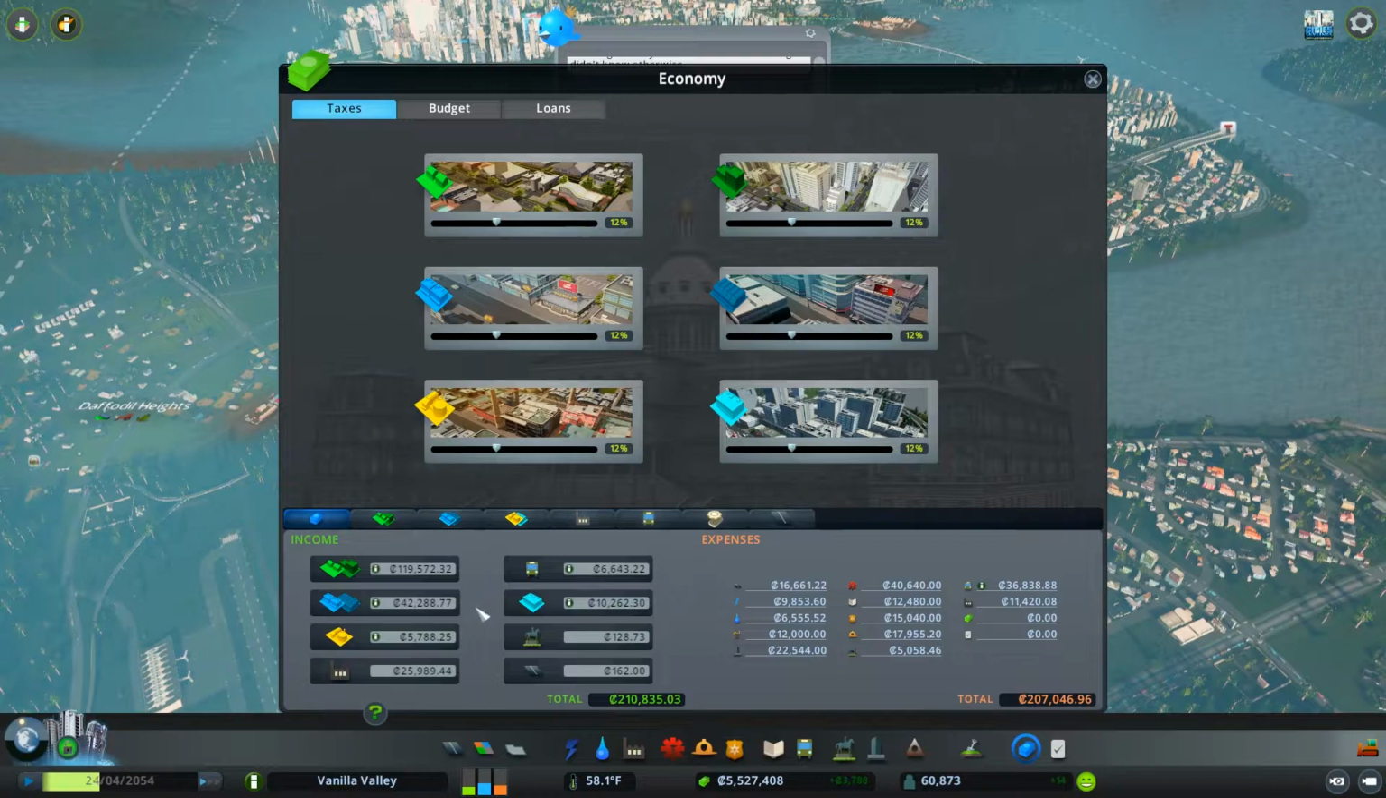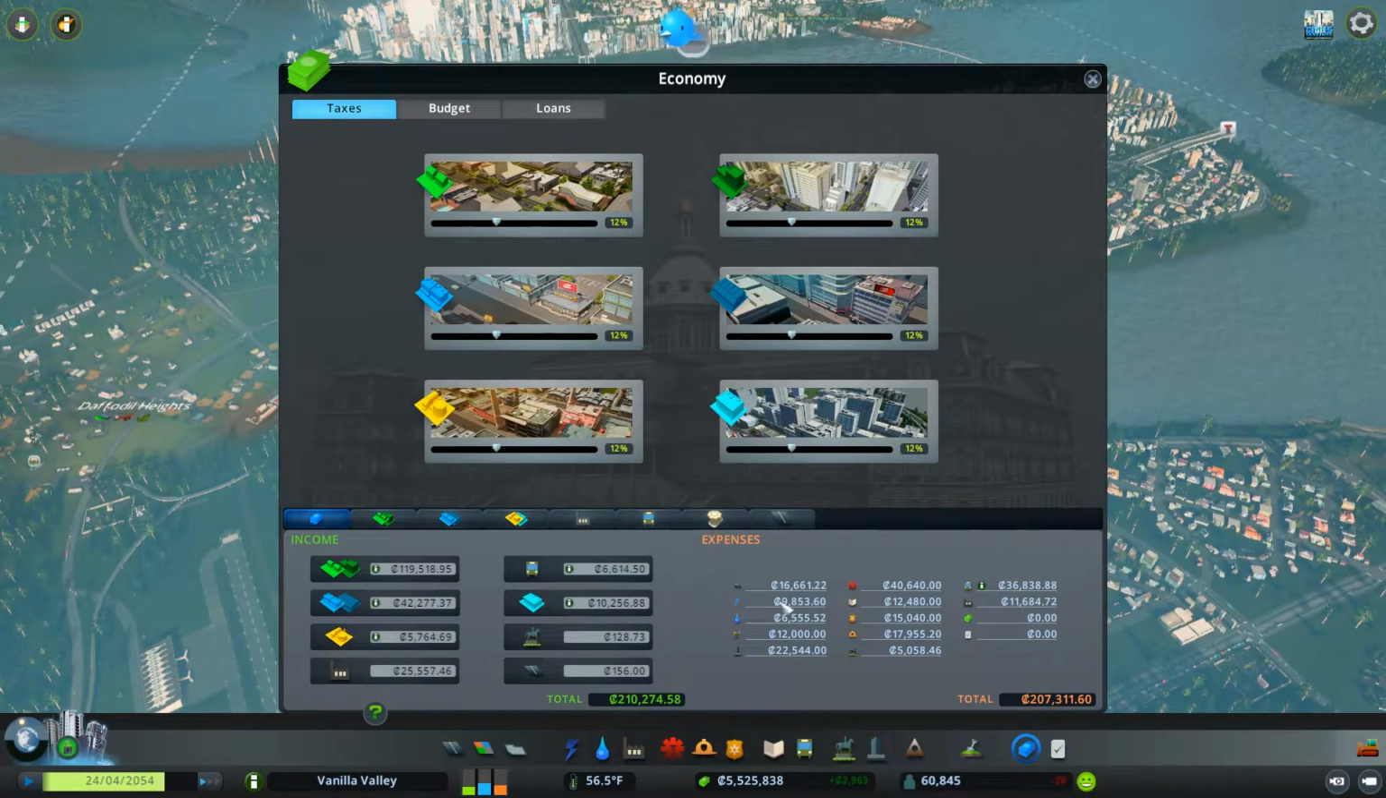Now, down here, you'll see a little bit more breakdown of your income and expenses. This is just sort of an overall of where you're making your residential income, commercial, industrial areas, which is added with the Industries DLC, your public transportation, offices, parks, and your recreation areas, and your weekly road toll income, which also came with Industries.